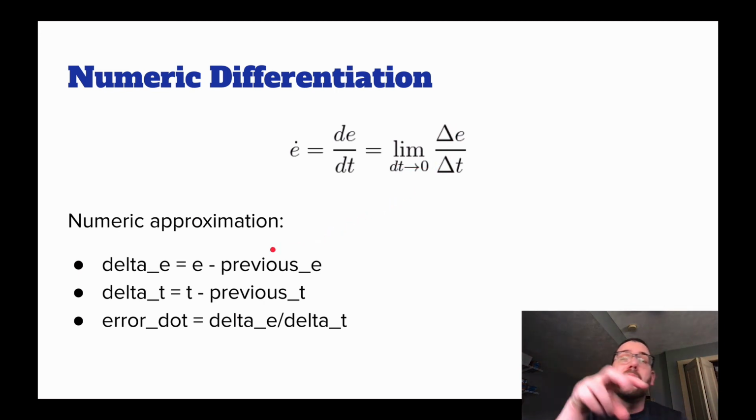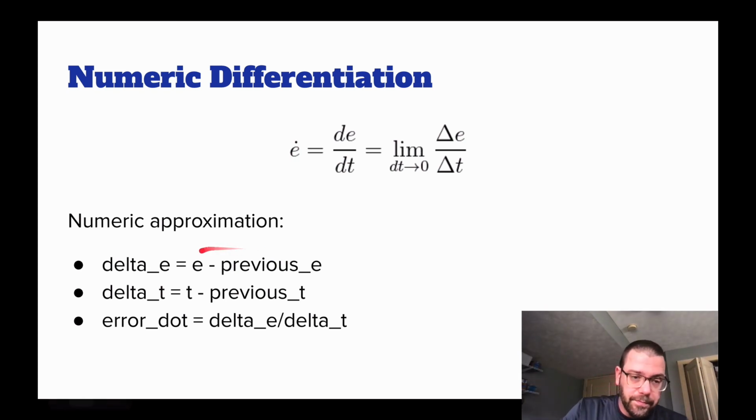So we're going to numerically approximate that in our C code by defining delta E as the error minus the error the previous time through our loop. And then we're going to define delta T as the current time, which we probably found using millis on our Arduinos, minus the last time when we went through the loop. And then our E dot is approximately delta E divided by delta T.